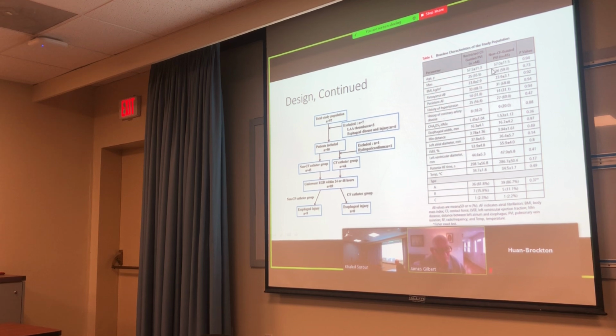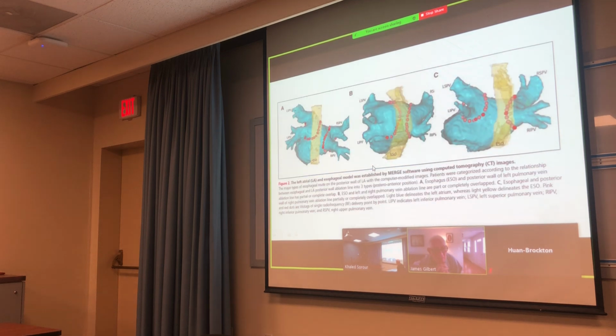They did pretty well randomizing their patients. They have a whole bunch of metrics: age, gender, BMI, type of AFib. None of these are statistically significant differences. And then they went a step further and they also looked at the type of anatomy that they had. They classified it as type A, B, or C. I don't know if these are standard definitions, but that's how they went about doing it. And this is essentially how they define the A, B, and C type.